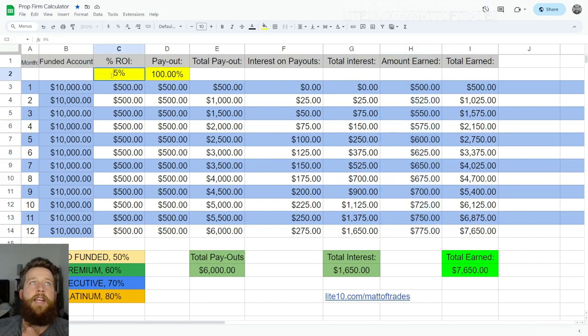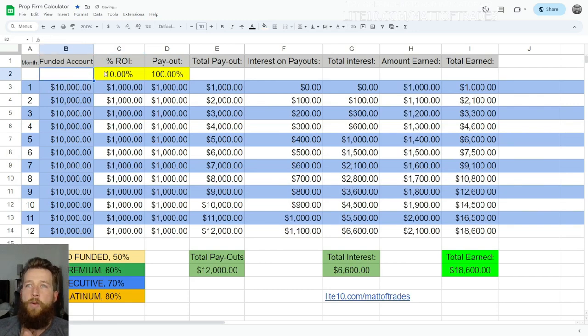Now, let's say you are able to make a return of 10% per month. That changes things quite a bit. Over the course of that year, you would have increased your account by $18,600, or almost doubling it over those 12 months. Oh no, sorry, you would have made $18,600 on 10,000, so you would have almost tripled it.